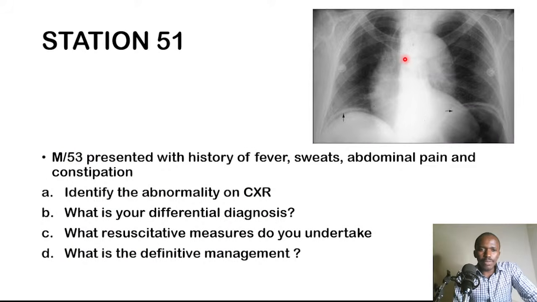Then station 51, a male 53 presented with the history of fever, sweats, abdominal pain, and constipation. Identify the abnormality on the chest x-ray. What is your differential diagnosis? What resuscitative measures do you undertake? What is the definitive measure or definitive management?